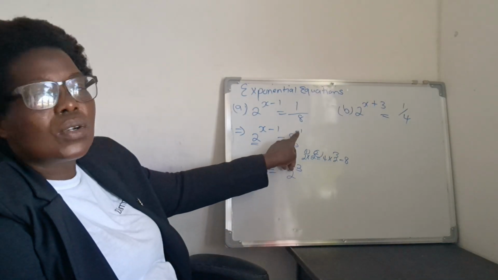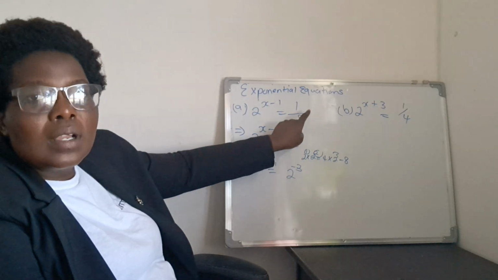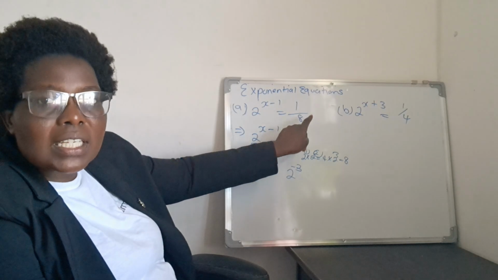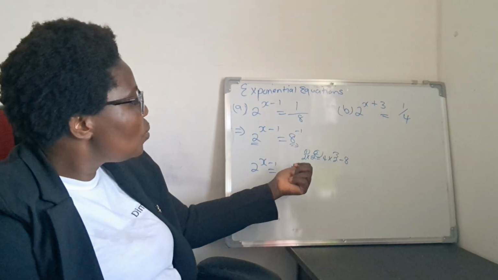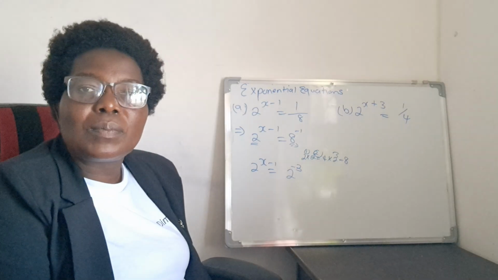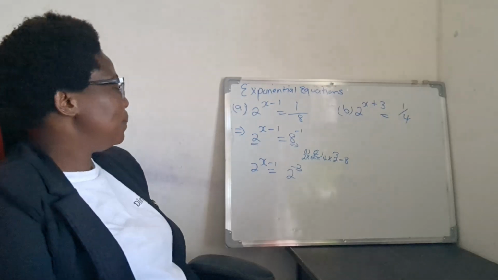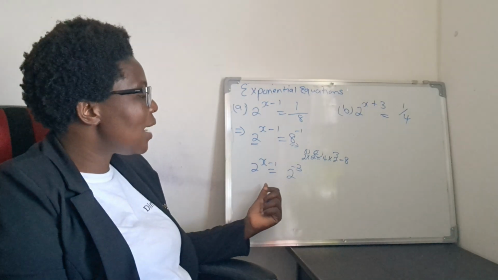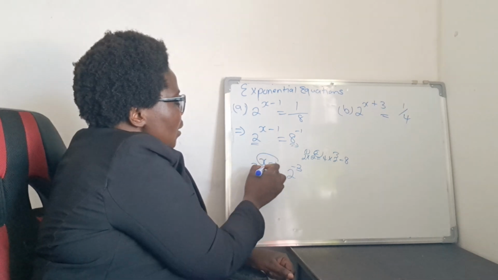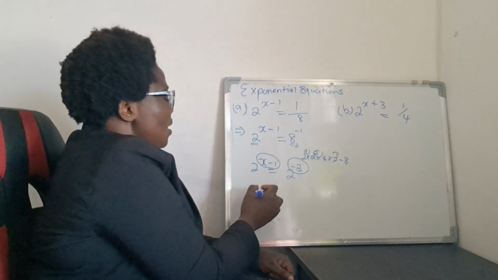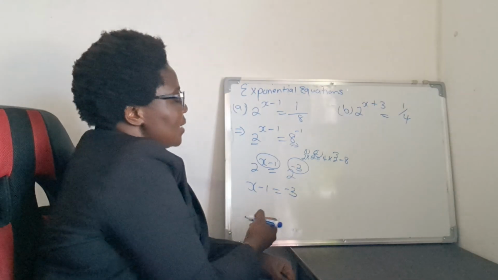Why minus 3? Because actually remember, it's 1 over 8. So for us to get rid of the fraction, we have to raise this to the power negative. So the 3 will just come and replace the 1 that was there. So now, since we are here, we can easily equate our powers. So this will be equal to this. So x minus 1, that's equal to minus 3.